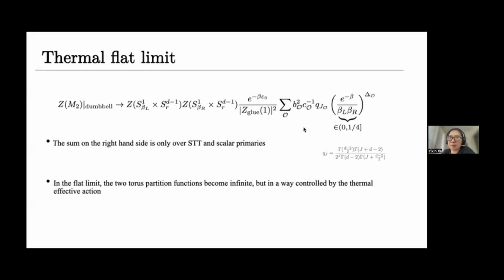All the kinematic parameters, beta and beta L, they will appear in the sum via this combination e to the power minus beta over beta L times beta R. So the three betas cannot be as small as possible, basically, because if you want to be able to drill out a unit ball from a cylinder, that cylinder cannot be as thin as possible. So therefore, beta L and beta R must be greater than or equal to 2. And since beta is greater than 0, then this whole combination sits within the interval 0 to 1/4.